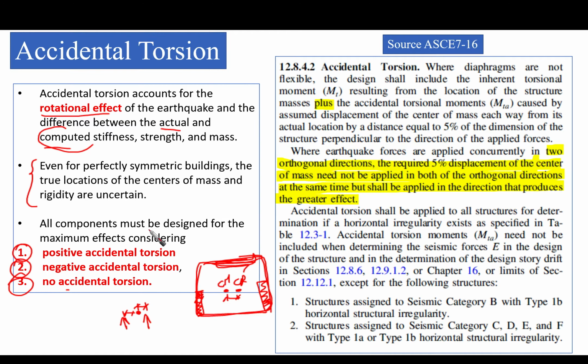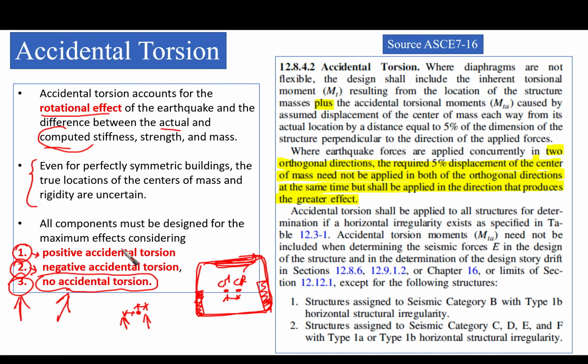All components of the structure must be designed for the maximum effects considering positive accidental torsion, negative accidental torsion, and no accidental torsion. Maybe it is a little bit counterintuitive to think about no accidental torsion. What is the point in this? You're going to see in the example that in some cases no accidental torsion would provide some additional forces on the lateral force resisting systems compared to case 1 or case 2. We're going to see this in the example.